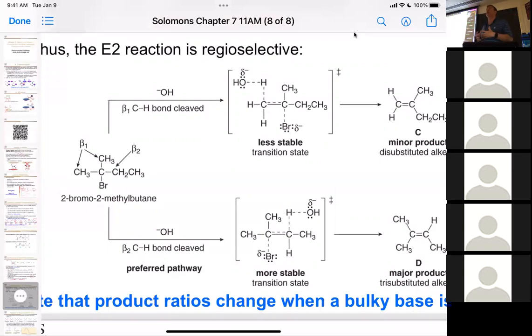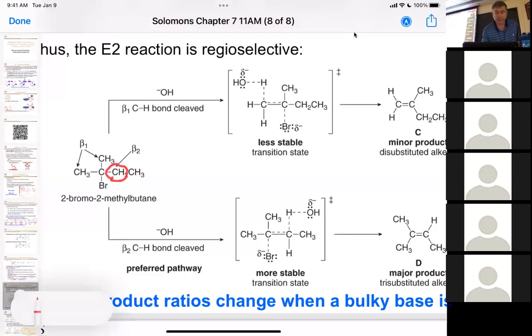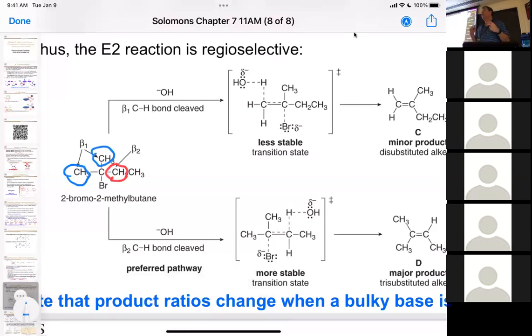So it's only going to do an E2, okay? We have a possibility of two beta hydrogens here, and then another possibility of three beta hydrogens here and three beta hydrogens here, which are the same. So we have six beta hydrogens that are on methyl groups, and then we have two beta hydrogens that are on that carbon with a CH3 on it.